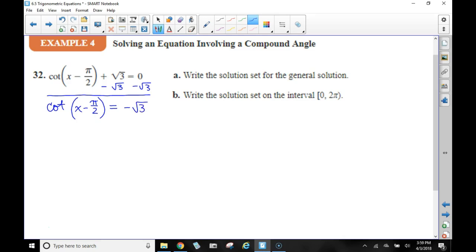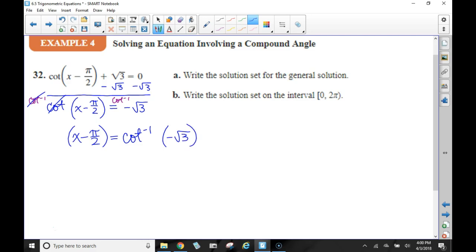Once again, the next thing that we're going to do is take the inverse cotangent of both sides. Okay? Now, I'm just going to leave this as x minus pi over 2. That is all we have left on the left-hand side of the equation. On the right-hand side, we have the inverse cotangent of negative square root of 3.